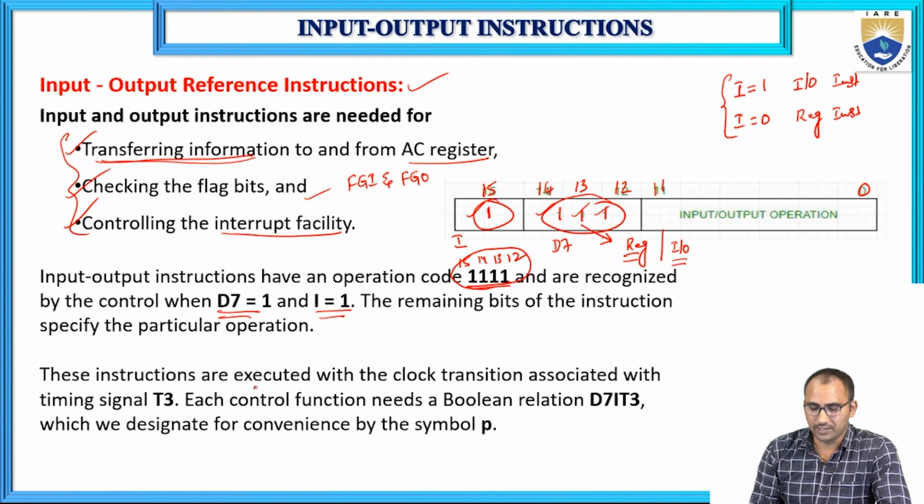These instructions are executed with the clock transition associated with the timing signal T3. Each control function needs a Boolean relation D7 I T3, which we designate for convenience by the symbol P. So when D7 I T3 is equal to 1, then these input output reference instructions will be executed.